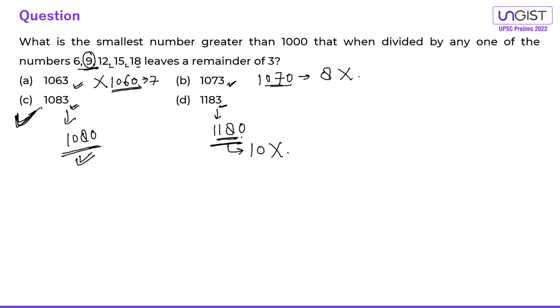If three of them are not correct, then obviously this will be correct for every number. Don't check it, right? Okay, C option is the correct choice. Now let's move to the next question.